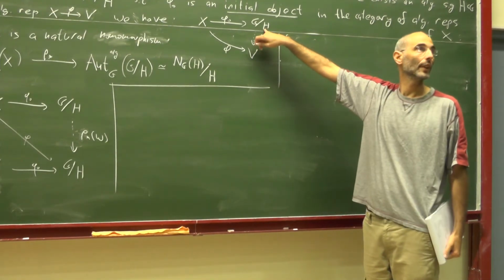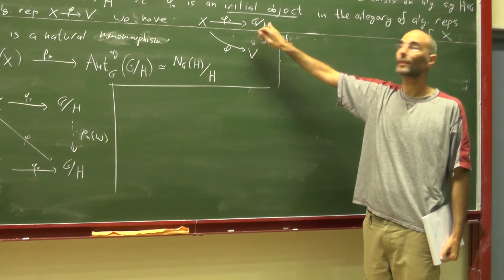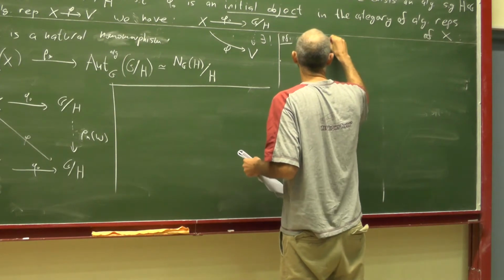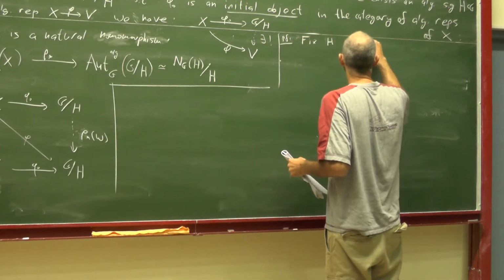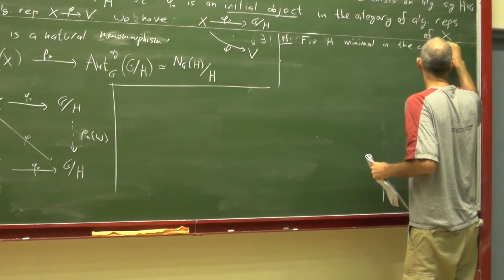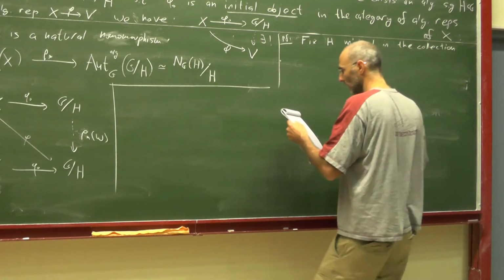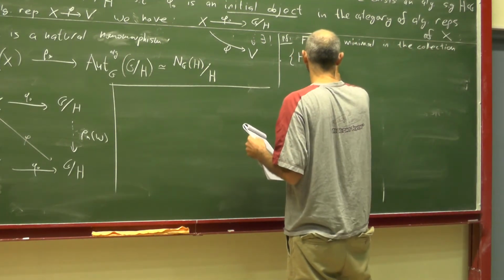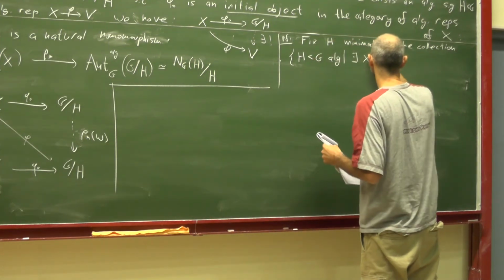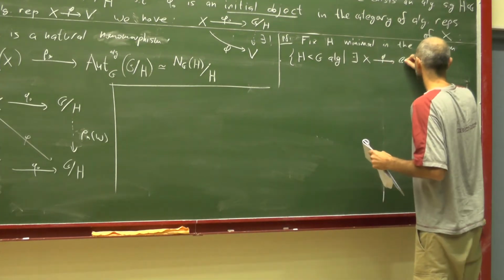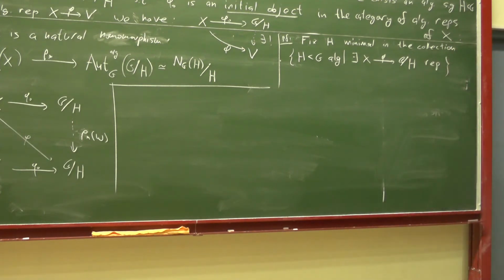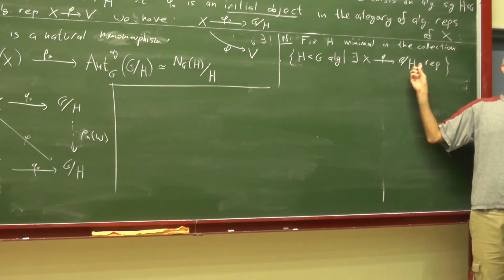So let me start by finding this H. And I will use a trick that we had before. Fix H minimal in the collection of H in G such that there exists a map, but I can represent X in it. This is a non-empty collection.